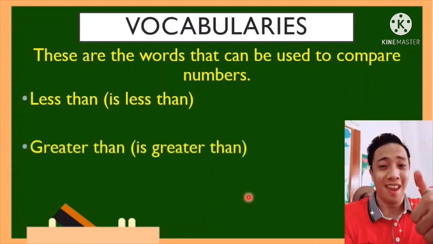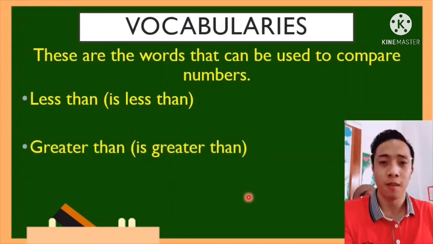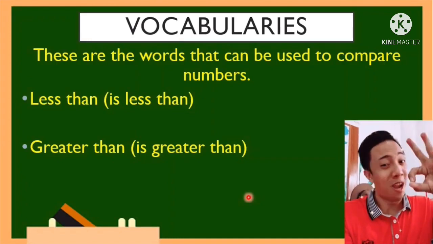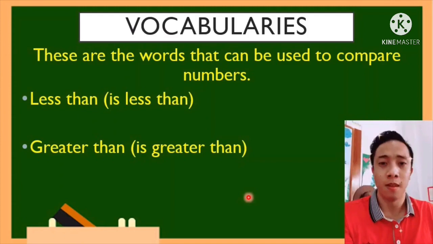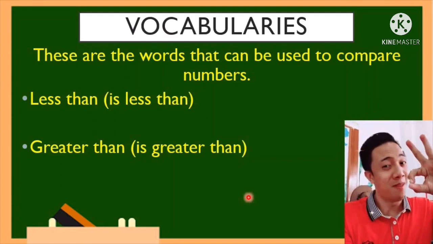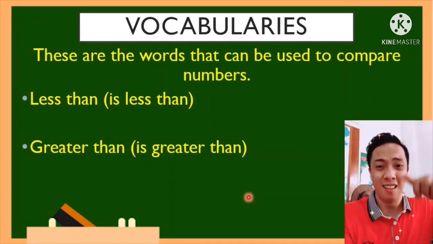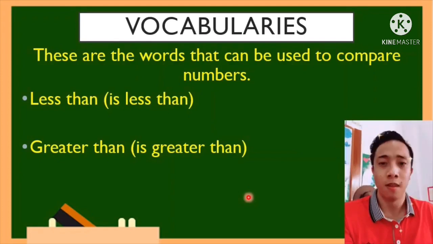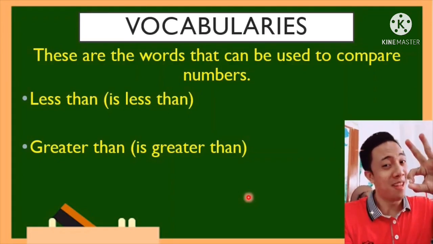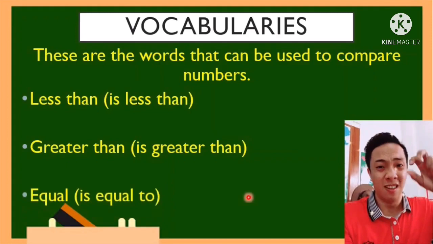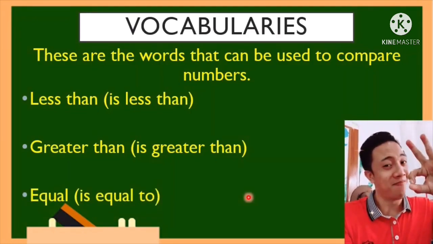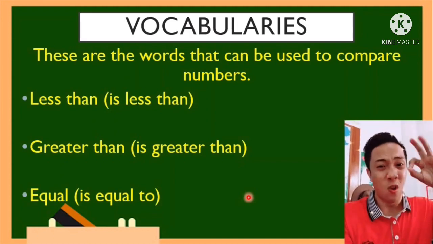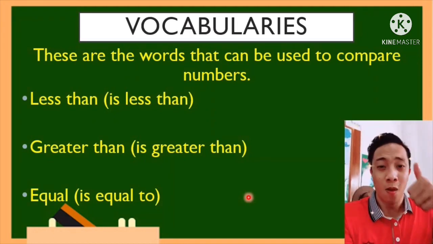Second, greater than. If you want to use that one into a sentence, it must be is greater than. And of course, the last one, if the numbers are the same, you must say is equal to. Is equal to. Or equals with S.